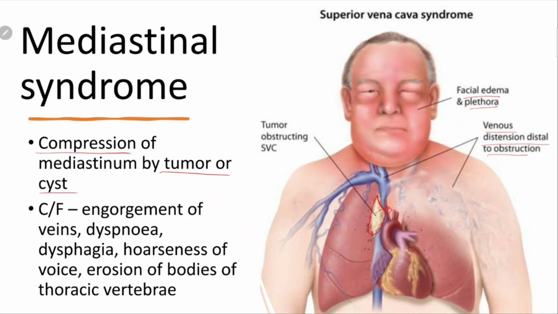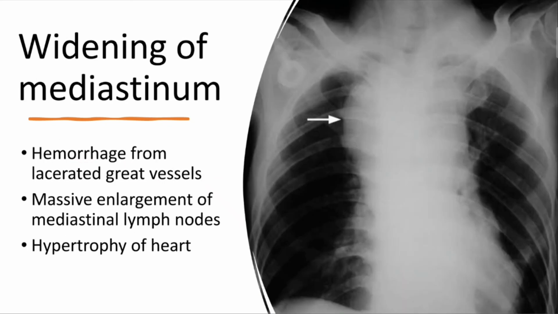So the clinical features overall of this are engorgement of veins in the upper half of the body due to obstruction of SVC, dyspnea, difficulty in breathing due to compression of trachea, dysphagia, difficulty in swallowing due to the compression of esophagus, hoarseness of the voice due to compression of left recurrent laryngeal nerve, and there is erosion of bodies of the thoracic vertebrae due to pressure on the vertebral column.